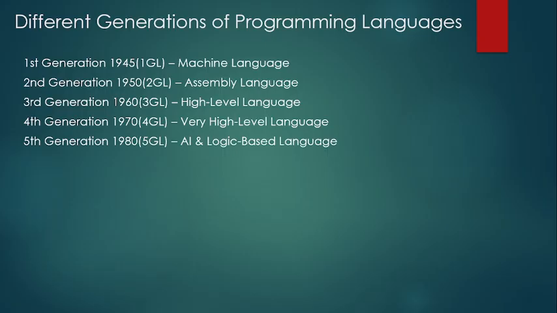So, different generations of programming languages. There are five generations. The first generation began in 1945. The first generation programming language is machine language, and the second generation programming language is assembly language, which started in 1950. The third generation programming language is high-level programming language, which started in 1960, and the fourth generation programming language is very high-level language, and fifth generation means AI and logic-based language.